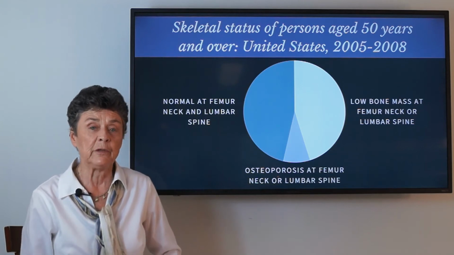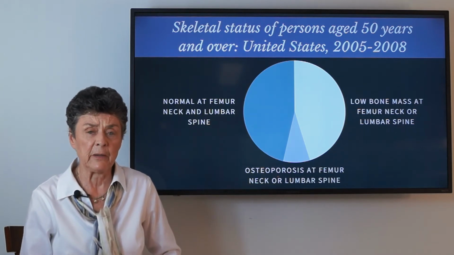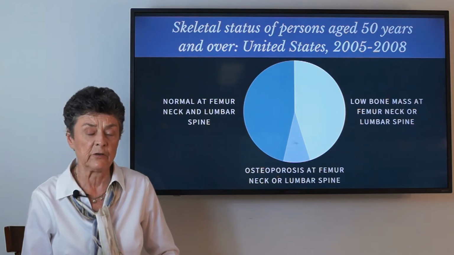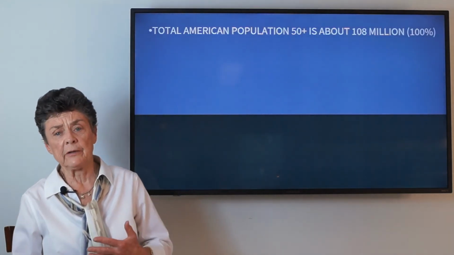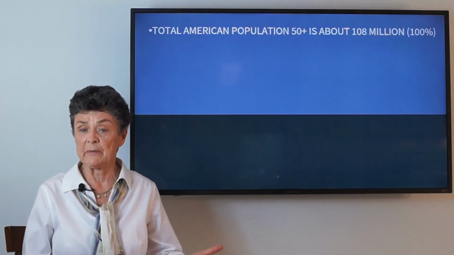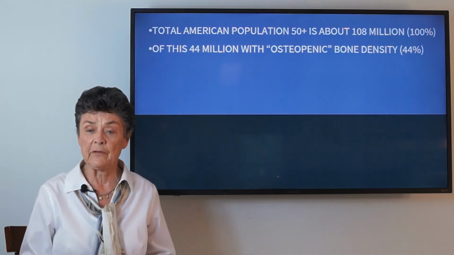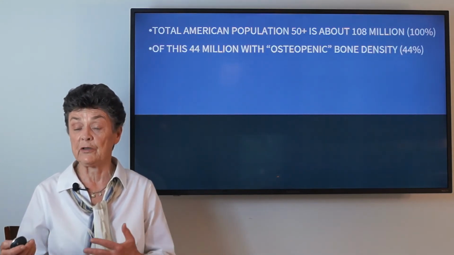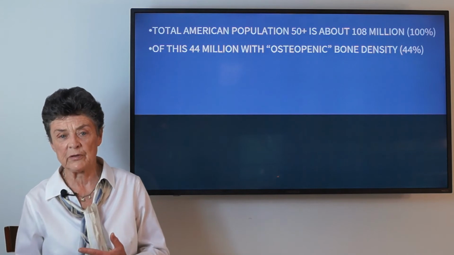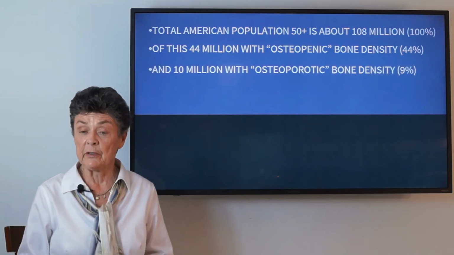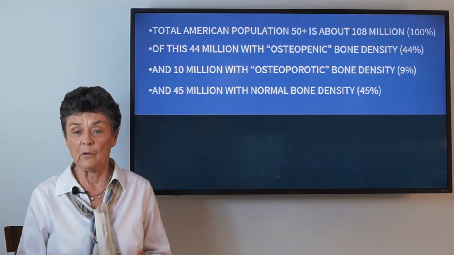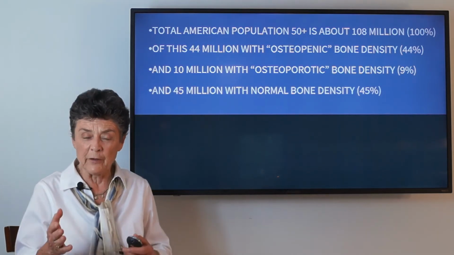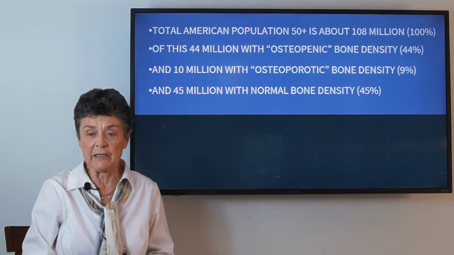So half of the women, a large part of the population, will be said to have osteopenia. It's certainly not just a female issue. The total, just to review, the total American population above 50 is about 108 million. Of this, 44 million will be said to have an osteopenic bone density, 44%. About 10 million will have osteoporosis, that's 9%. And 45 million will have normal bone density. So the way they're measuring this bone density, it's split right down the middle.